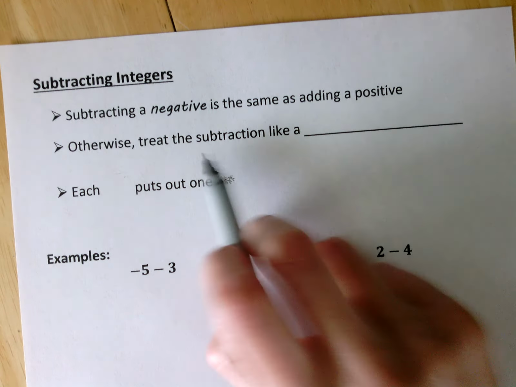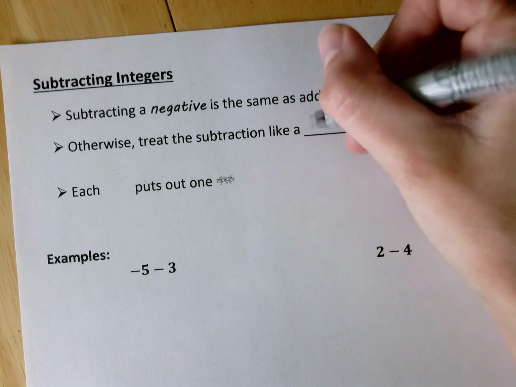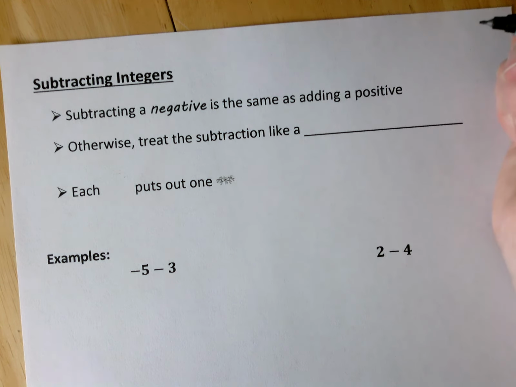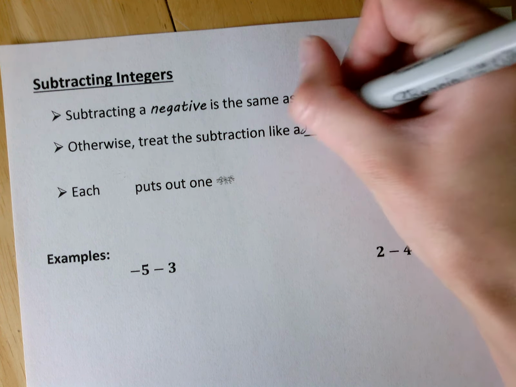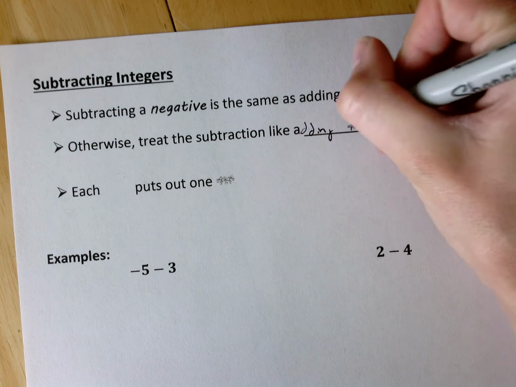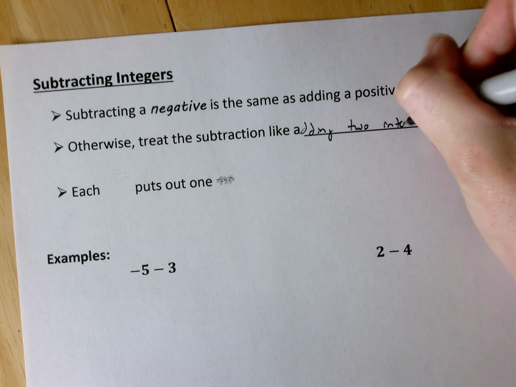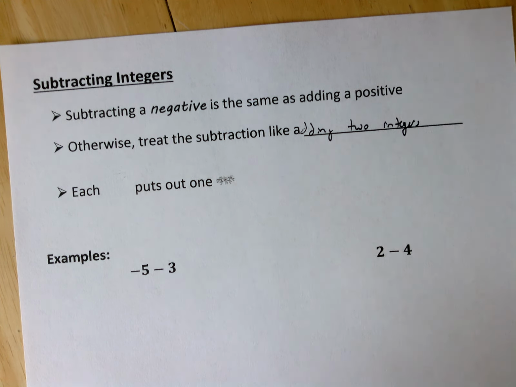So treat subtraction like, and I'm not sure exactly what words I was going to fill in this blank. So I'm going to say like adding two integers. I'm not exactly sure what I meant to write in that blank. I don't think that was it.